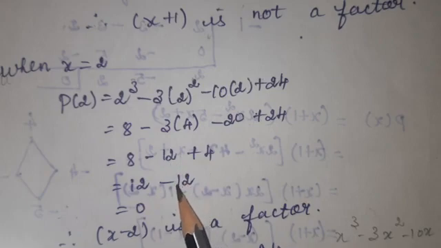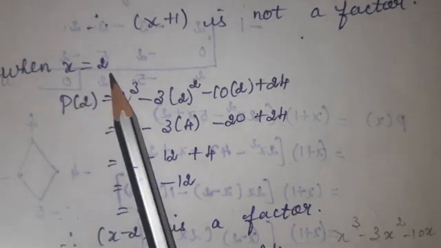So 8 plus 24 is 32, minus 12 minus 20 is minus 32, so we get 0. Here you are getting 0. That means, what number have we taken? 2.